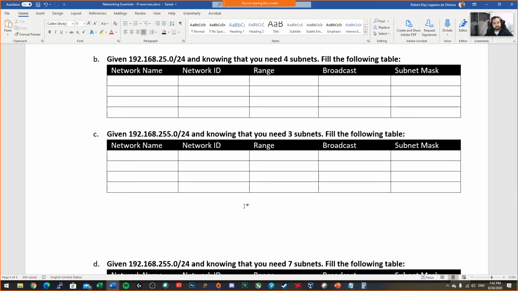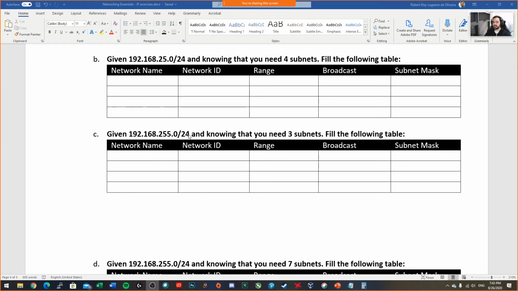First, we need to identify how many bits we need to borrow from host. Do we need to identify the class, whether it's class A, B, or C? That's a good one. Okay, so the first thing we need to do is to identify.